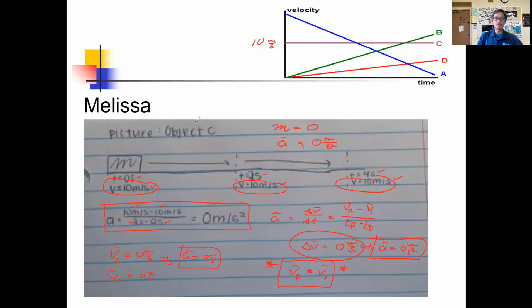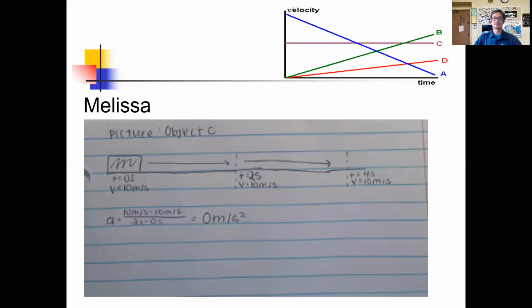Very good. This is how you should be able to interpret the graph here for object C, and that's exactly what Melissa did. So very good, Melissa. Thank you for providing us with that work. You got it absolutely correct. All right, let's take a look at another one of your classmates' contributions.